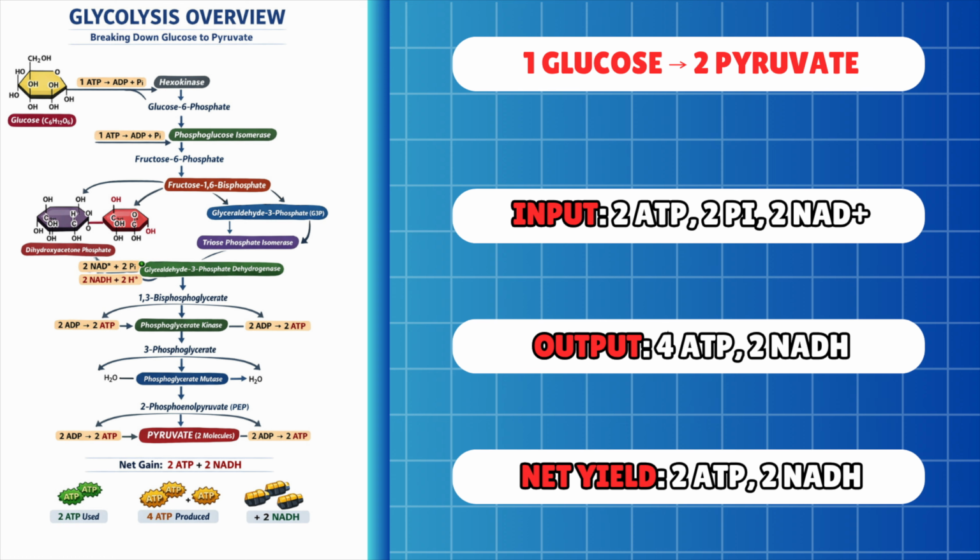So now that we finished going over all 10 steps of glycolysis and the 2 phases, just a quick overview. In the whole process, one glucose is going to be converted into 2 pyruvate. It's going to start with 2 ATP, 2 Pi, 2 NAD+. The output is going to be 4 ATP and 2 NADH. The net yield is 2 ATP and 2 NADH, as seen on the left here, like I've shown throughout the whole video, each individual step. If you want to go back and see each reactant and enzyme and everything, just go back and look at the pictures I provided.